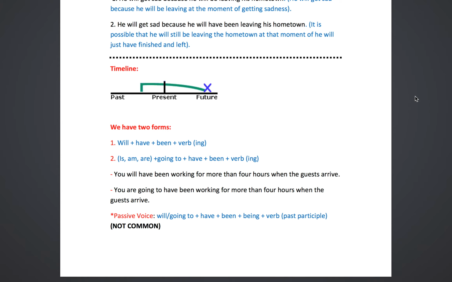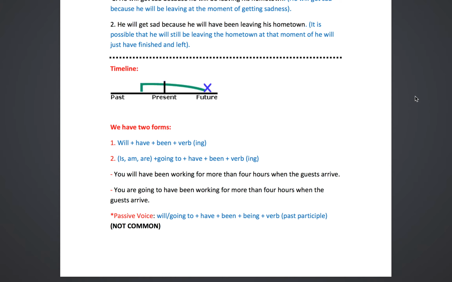Here, take a look at some examples. First one, you will have been working for more than 4 hours when the guests arrive. You can see here that you started working and you will continue working for about 4 hours when the guests arrive. The guests haven't arrived yet, so they will arrive in the future. And when they arrive, you have to stop working. You only have the duration of time for 4 hours here. So you have to finish this 4 hours, and then the guests will arrive.